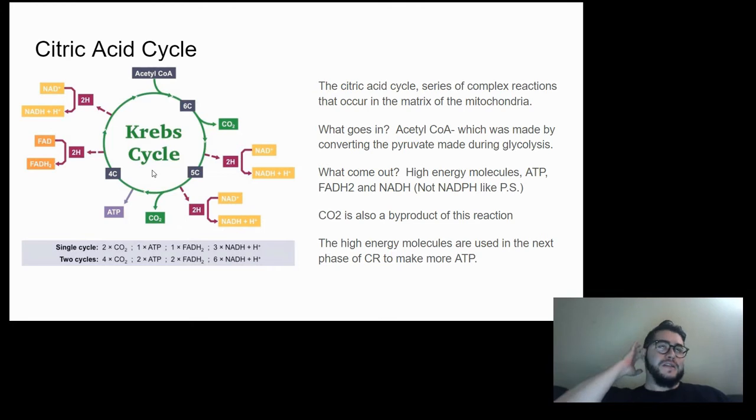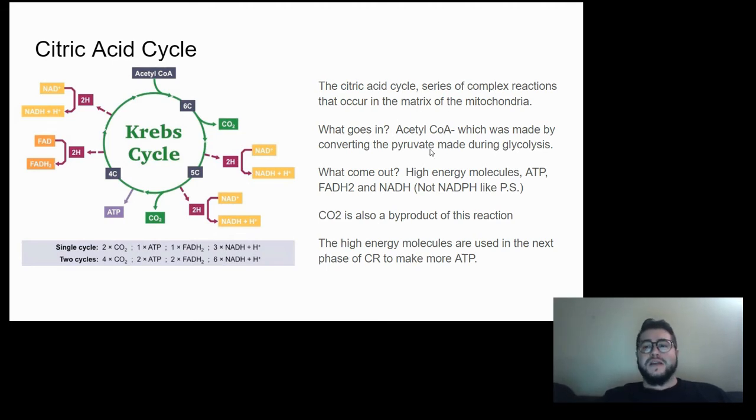If there is oxygen available, the next step of cellular respiration would be to do the Krebs cycle, which is also known as the citric acid cycle. If oxygen isn't present, that's a different situation, and we'll talk about that on a different day. This citric acid or Krebs cycle occurs in the matrix of the mitochondria.